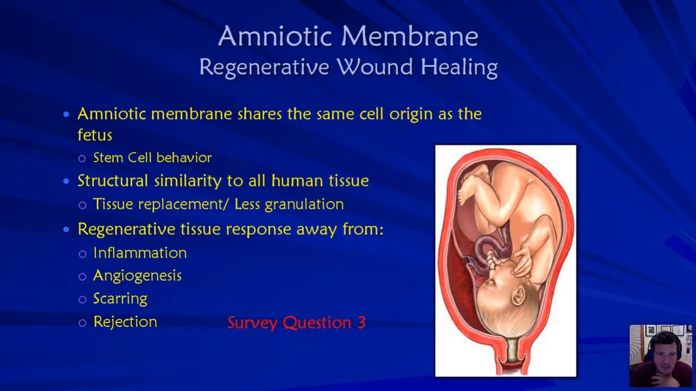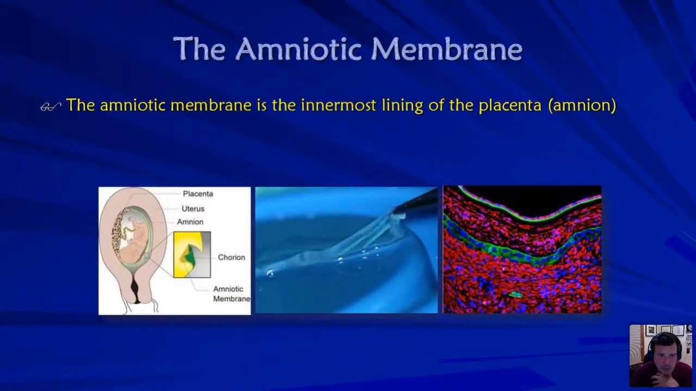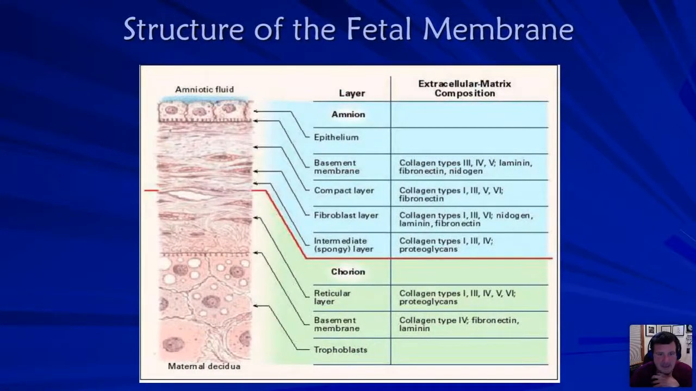And when you use the amniotic membrane, the regenerative tissue responds away from that inflammation, that blood vessel growth, scarring, and rejection that can occur. So the amniotic membrane is the most inner lining of the placenta. And what I like pointing out here is there's 2 layers of this amnion, in a sense, or this amniotic membrane. It's the amnion and the chorion. And you really don't want any chorion whenever they finally decide to make it into a product. Really, all you want is the amnion.